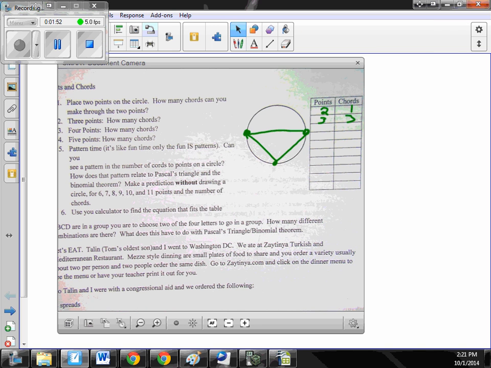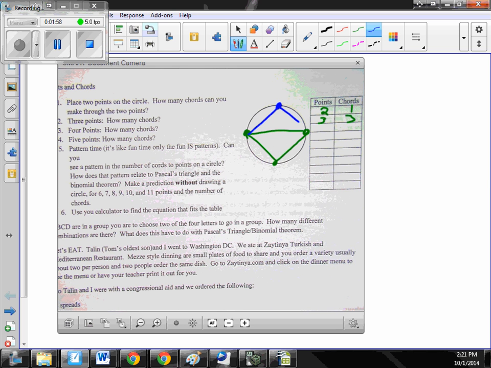Okay? If I add a fourth point, how many new chords are there? So 1, 2, 3 new chords for a total of 6. Oh, 4 points, 6 chords. I'm sorry. So 5 points: if we add a fifth point, we add 1, 2, 3, 4 more chords for a total of 10.